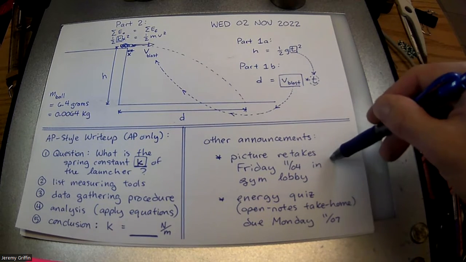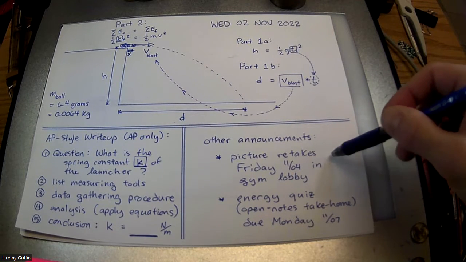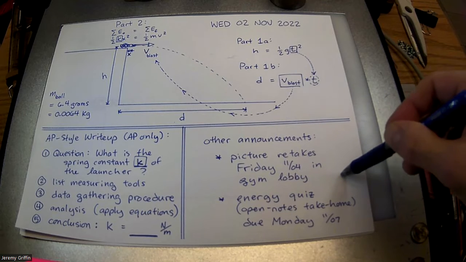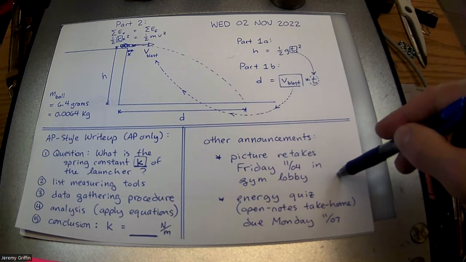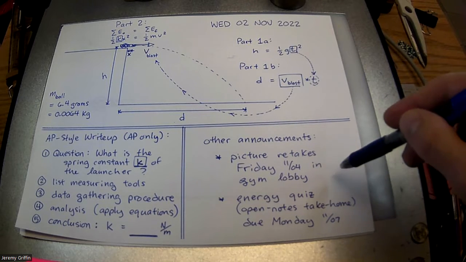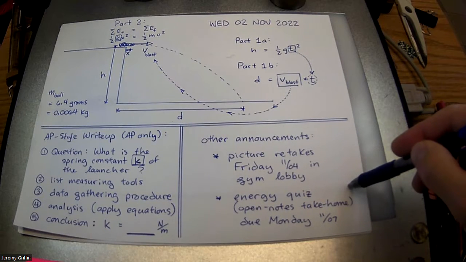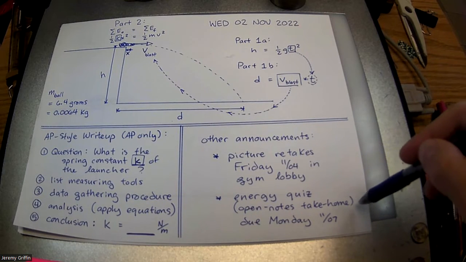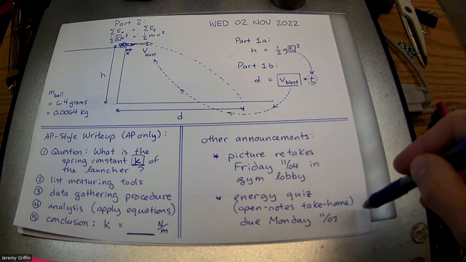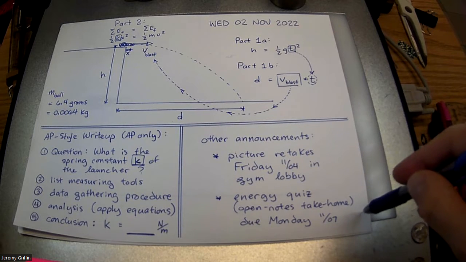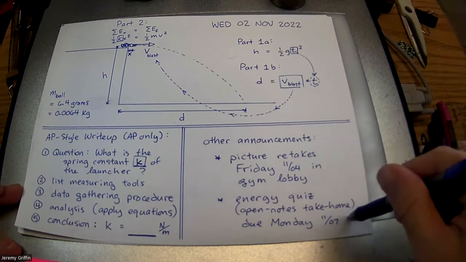So picture retakes are this Friday in the gym lobby. So if you aren't happy with the original picture, then first go to school on Friday. And then I have printed out your next quizzes. So I'm thinking by the end of class today, I do want to pass this out to you guys, to give you a few days to work on this.